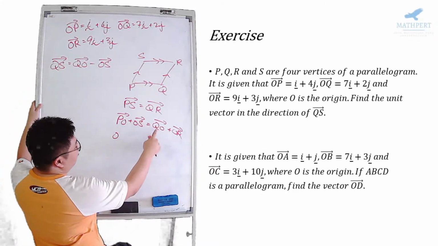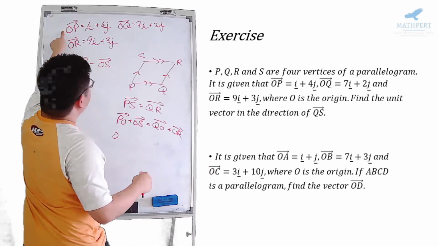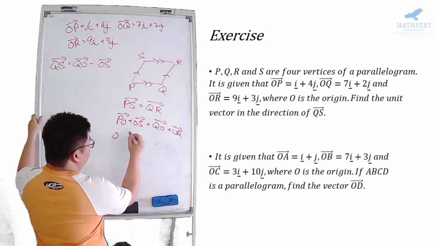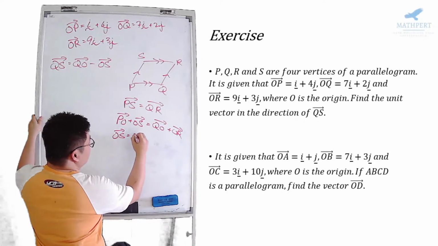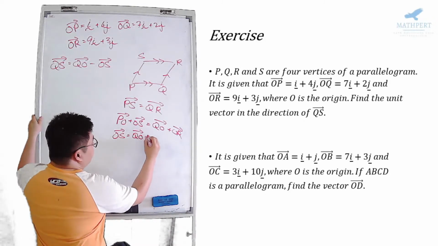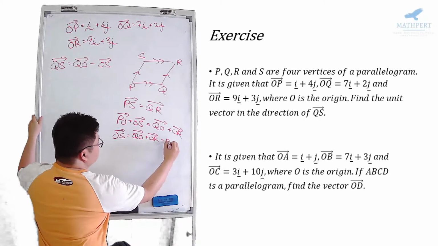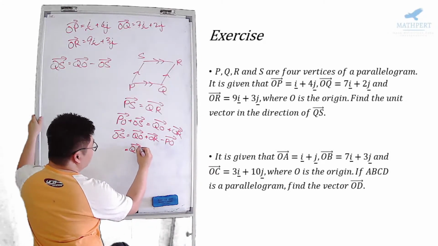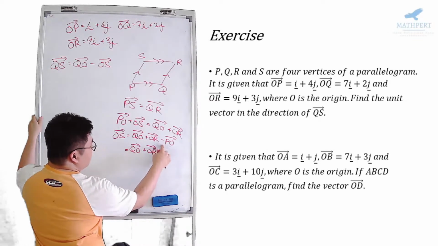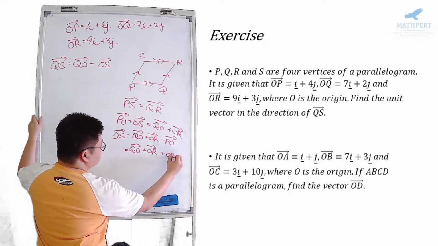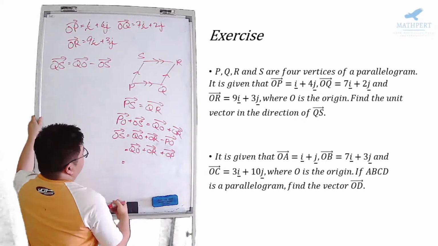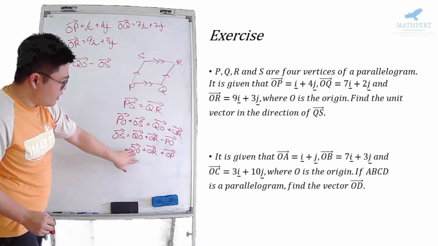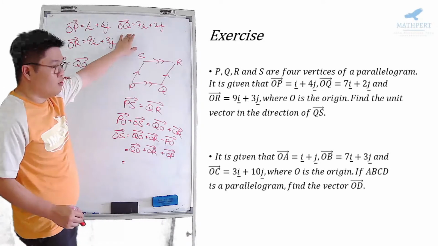I have PO, I have OQ, I have OP, OQ, and OR. So that means PO, QO, and OR, I can get. So I rearrange it, I can get OS is equal to QO plus OR minus PO, which is QO plus OR plus OP. And QO is minus OQ.